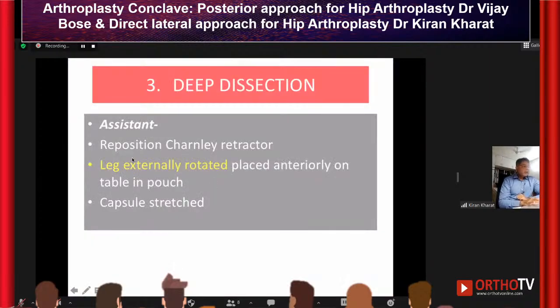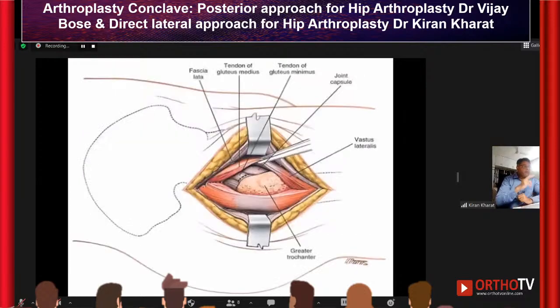Then the Charnley retractor is repositioned and the leg is gently rotated externally and it is kept in a pouch in the front. Beware not to flex it too much and too harshly or with too much vigor, because that can tear off the gluteus medius. And when you come to this stage, this line diagram shows that you come to the capsule and you can see the gluteus minimus down there.